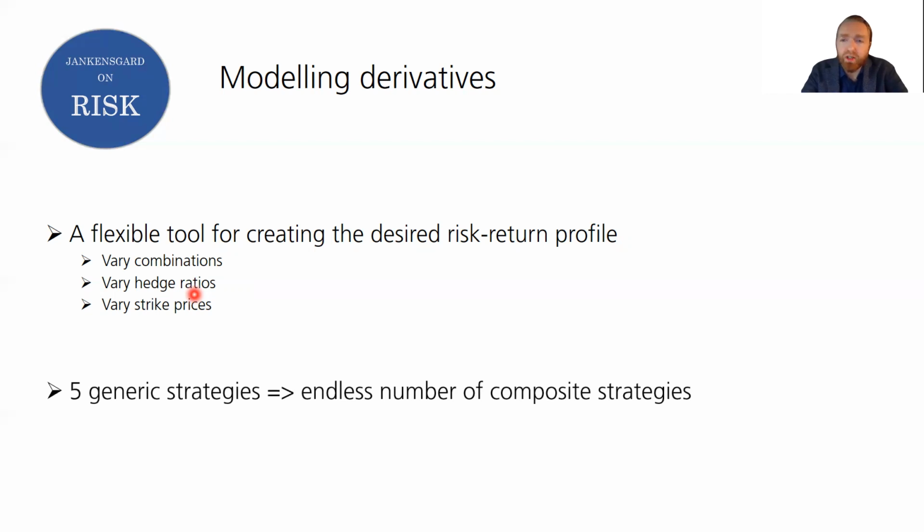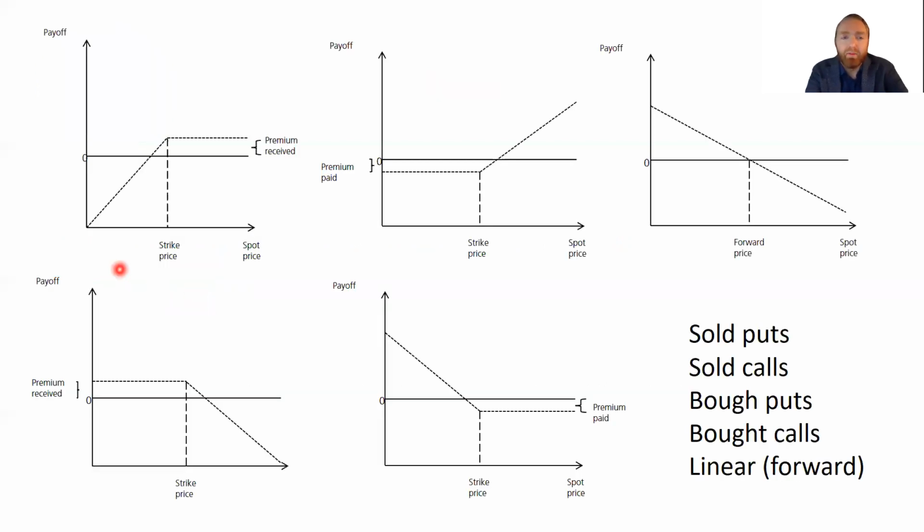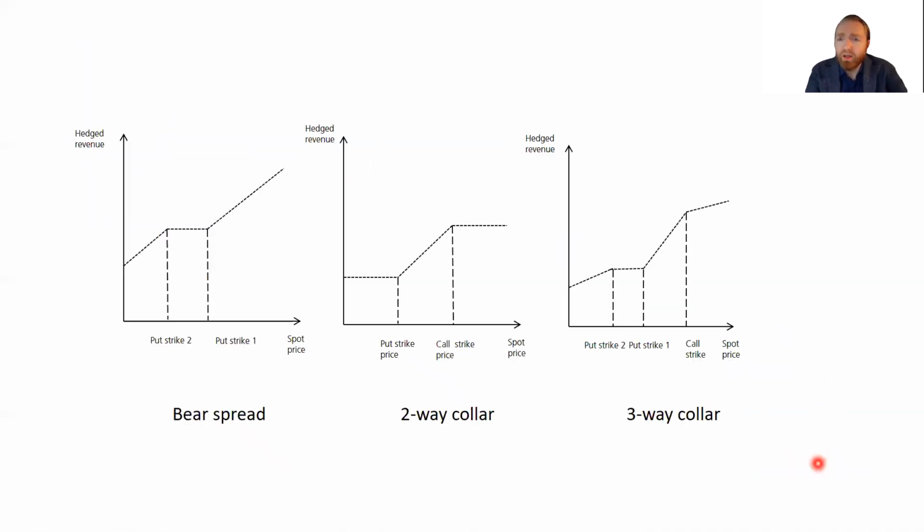And you have 5 generic strategies, as we've seen in other videos. With those, you can then create essentially an unlimited number of composite strategies, which are then combinations of different positions. So here you have various payoff structures for these 5 generic ones: sold puts, sold calls, bought puts, bought calls, and linear type contract. So these are the basic building blocks, right? You take those and you put them together in different combinations. You arrive at these composite strategies involving multiple derivative positions then.